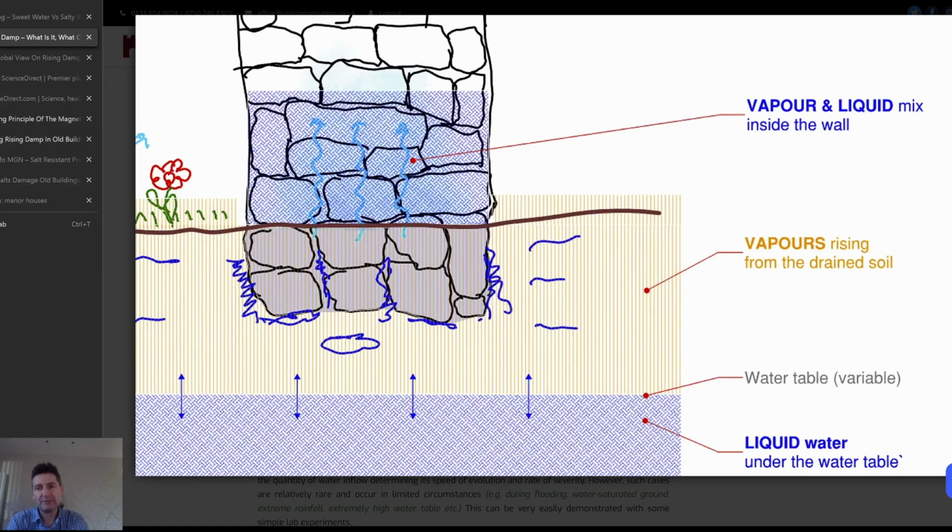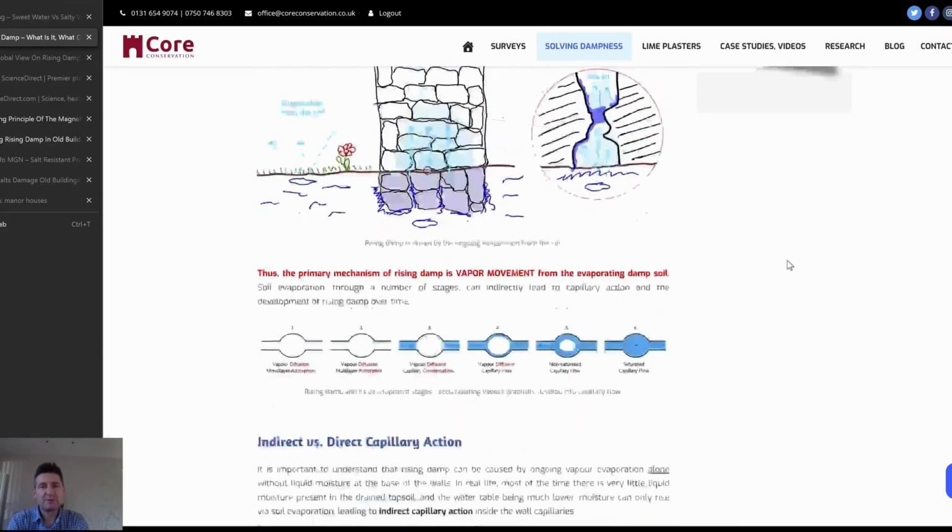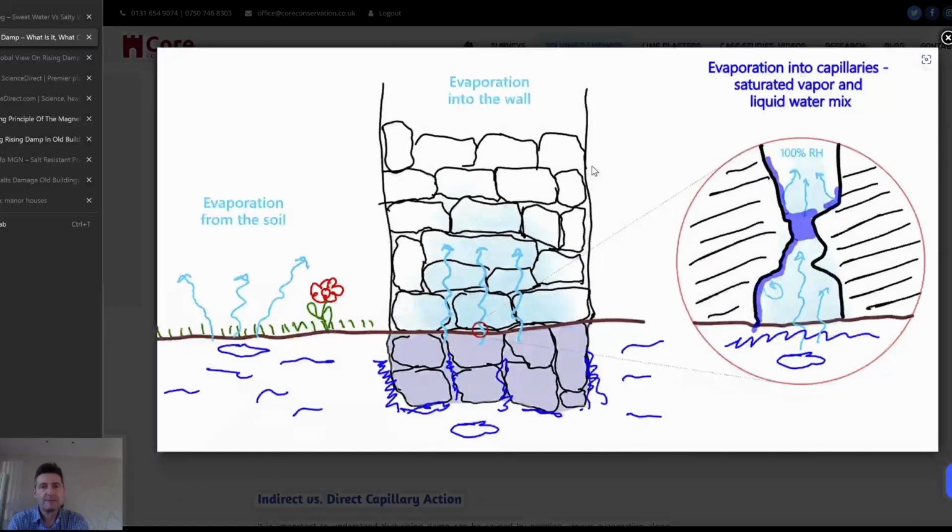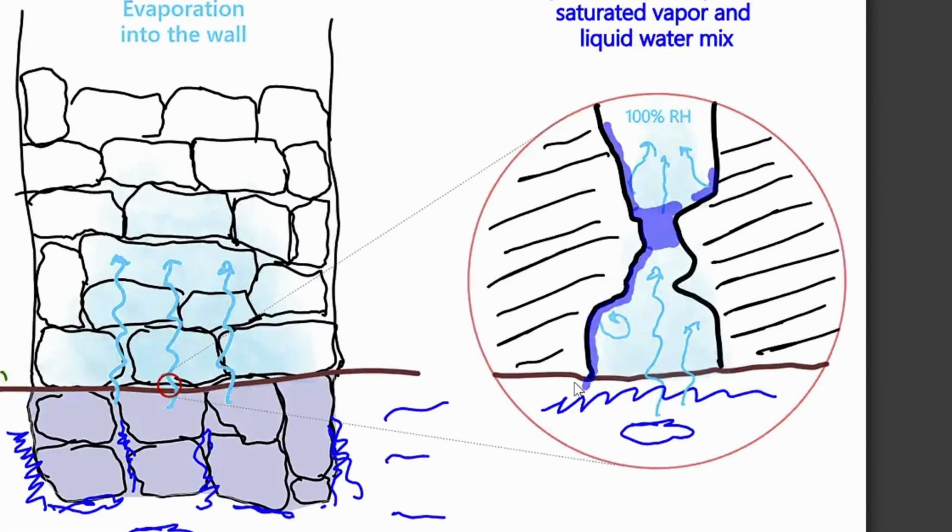And then what will happen is the vapors rise. Because we are talking about extremely small capillaries, of micron or very, very small sizes, very small amounts of vapor will saturate them and reach 100% relative humidity. And because we have an ongoing pressure from the ground, the vapors keep pushing, just keep rising and rising.